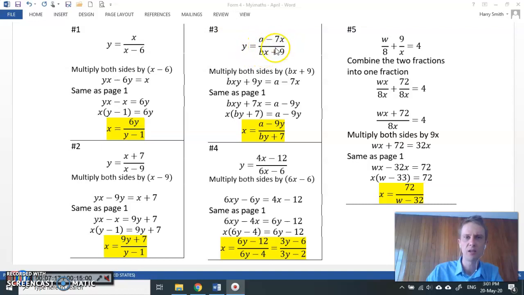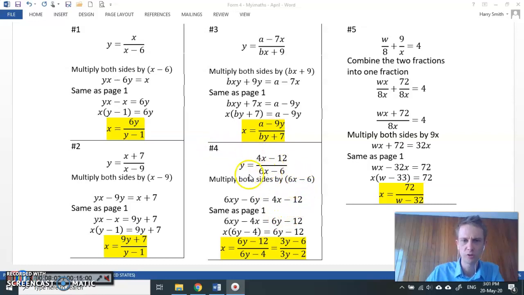y equals a minus 7x over bx plus 9. Okay, same step. Multiply both sides by bx plus 9, by the denominator of the fraction there. Yeah, so a minus 7x over bx plus 9 times by bx plus 9 is a minus 7x. y times bx is bxy, y times 9 is 9y there. Okay, then same as page 1. What have I done here? I've moved this 7x onto that side and that positive 9y onto that side to make negative 9y. Doing my factorisation there of my x terms and then dividing in my last step.